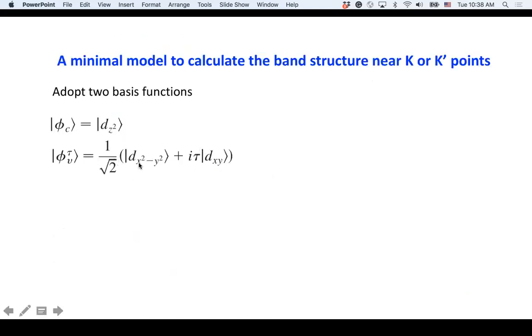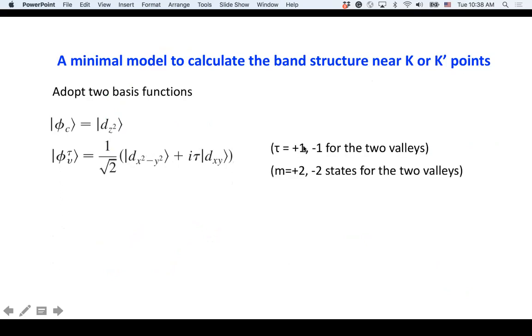So what is this? This combination of dx squared minus y squared is just the combination for m. I have shown you before, right? This combination will give you m plus 2. And this tau equal to plus 1 and minus 1 is for the two valleys, because the two valleys are connected by time reversal symmetry. If in one valley you rotate in this way, in the other valley you rotate in the opposite way. So for one valley you have m equal to plus 2, then for the other valley you have m equal to minus 2. So the corresponding band will be the eigenfunction of m.